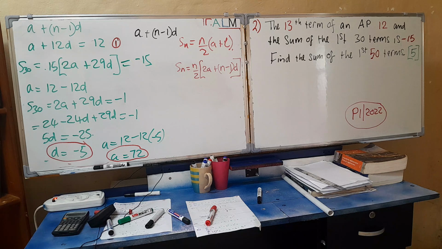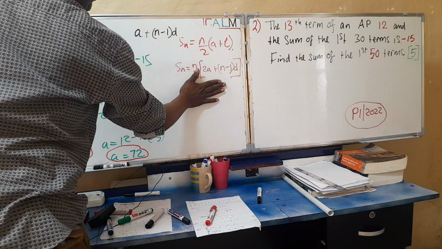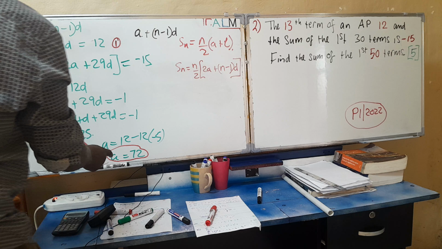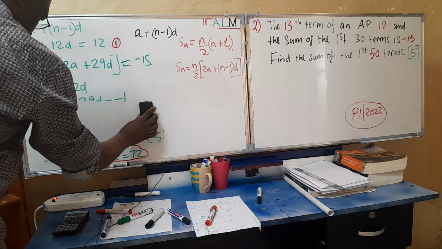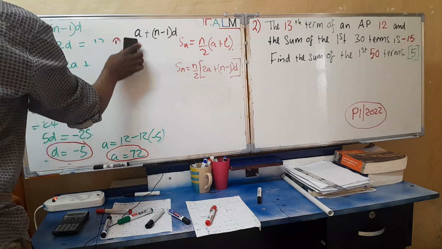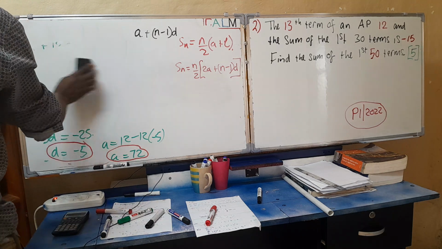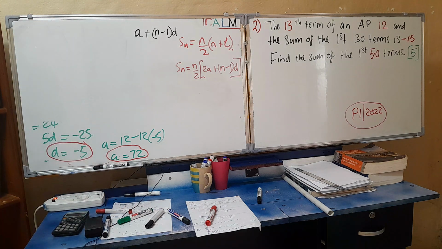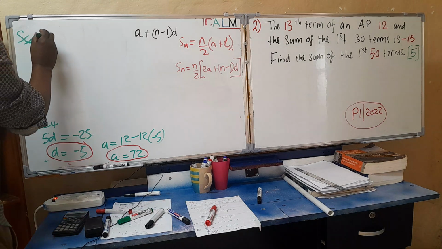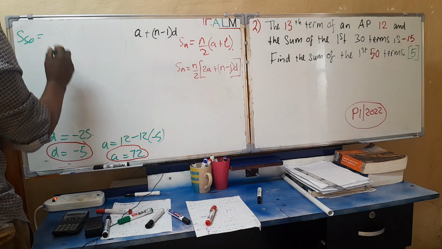We haven't answered the question. They want the sum to the first 50 terms. So now we go back to this. Now that we know a and we know n, we clear the board. So now S50, the sum to the first 50 terms, is equal to, now, n is equal to 50.